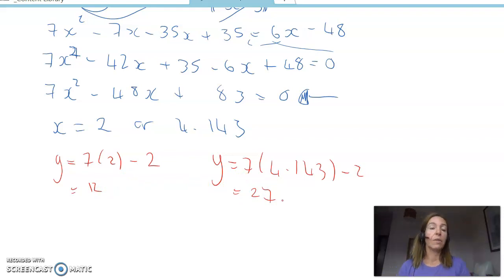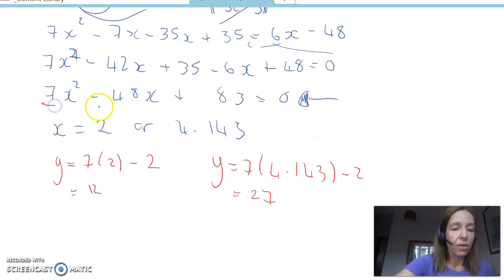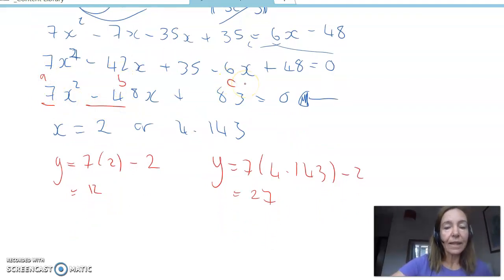Okay, I'm just going to show you if I had to put my b squared minus 4ac in. So this is a, b, and c. You should obviously get a value that was greater than 0 in your little square root sign.